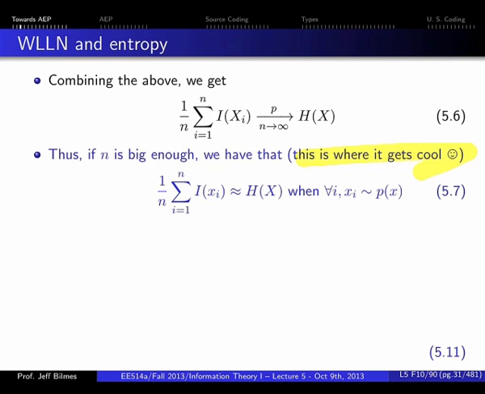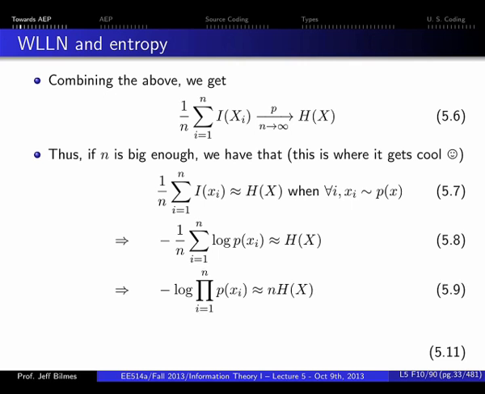So that implies the following. That's just using the definition that negative 1 over n of the sum of the log of the probabilities is roughly equal to the entropy when n is big enough. Multiply both sides by n. That's an easy thing to do. Let's put back in the full joint probability distribution. It's independent, so we can write it either way, there's no difference. It factorizes.